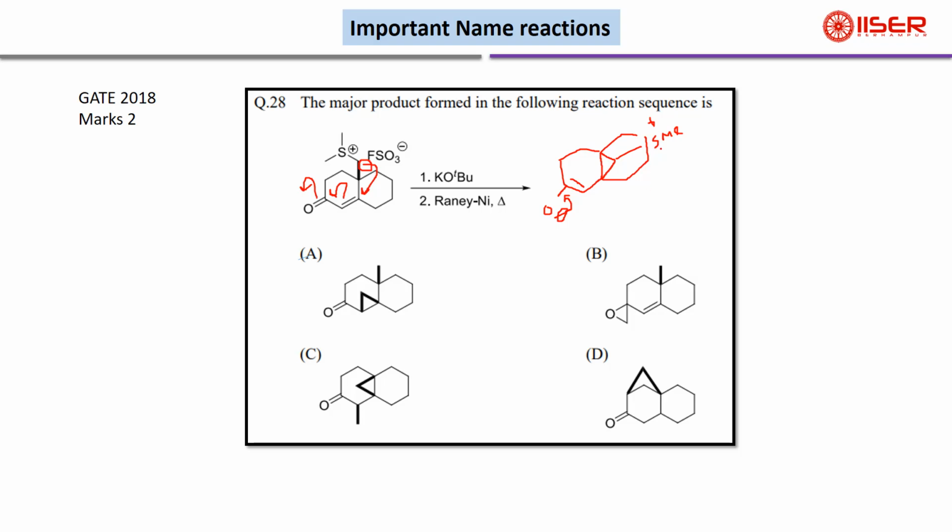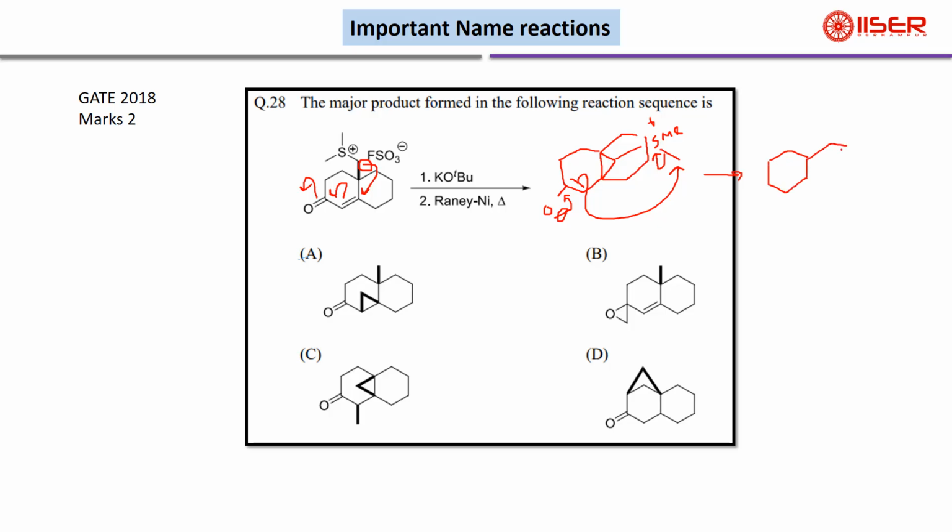There's a methyl group here also. This O minus will come here, and this CH2 minus will attack this methyl group, and this will be neutralized. So the product is, this is a bit difficult. Just try to.